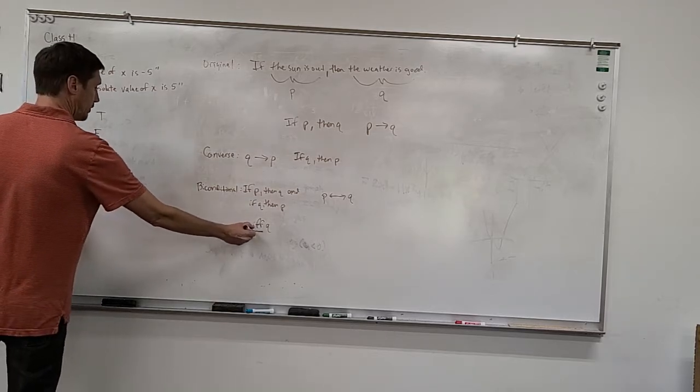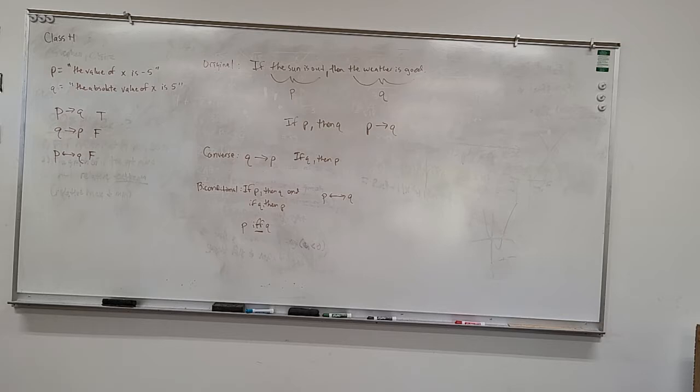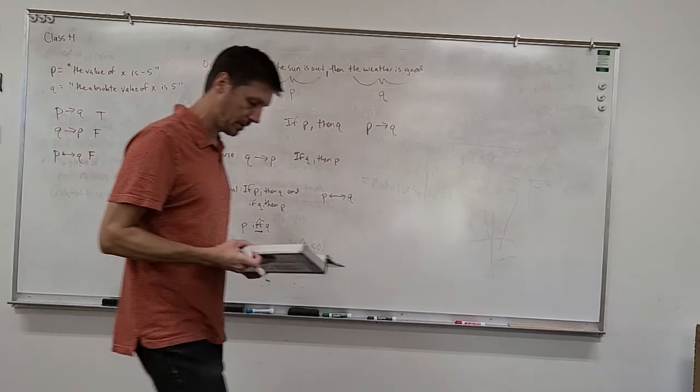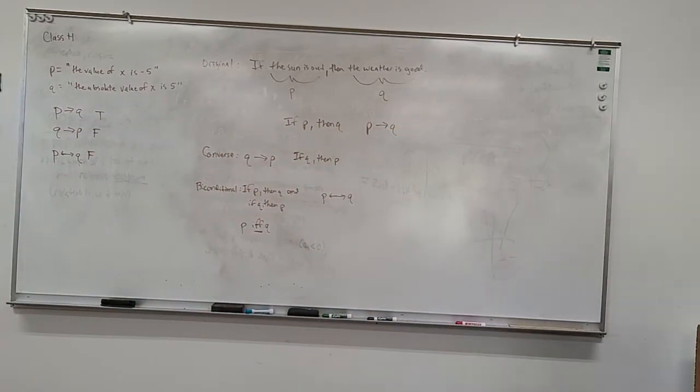If and only if, right? So you do something like: the value of x is -5 if and only if the absolute value of x is 5. But since we can't list both of these as being true, then our biconditional statement is not true. Any questions about that?